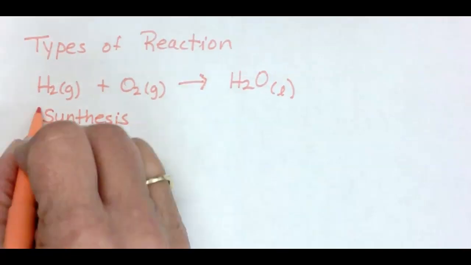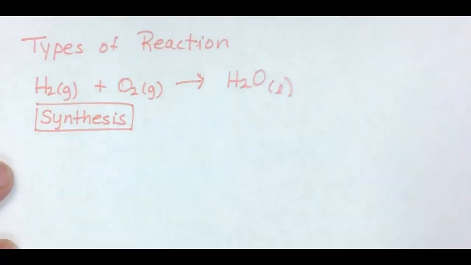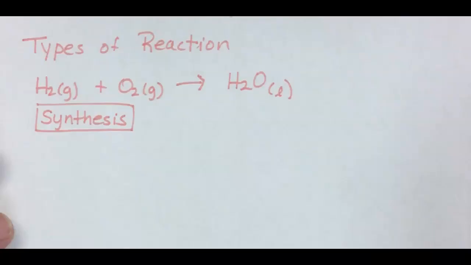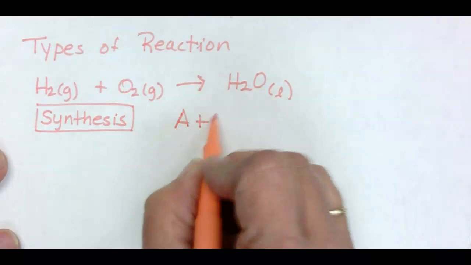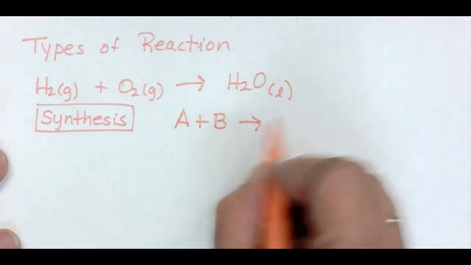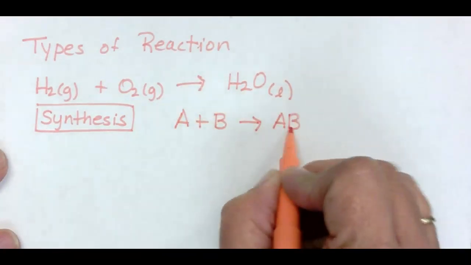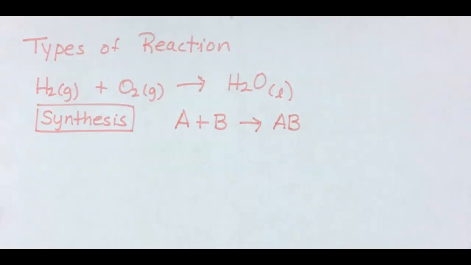Now I say take two and make one. It could be that you're taking more things than just two, but our typical is here. And so the way we write it in a generic form is A plus B makes AB. So that is your generic form.